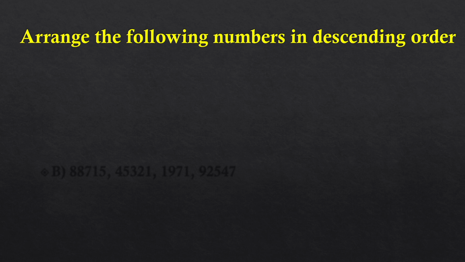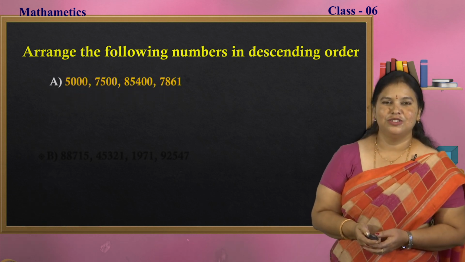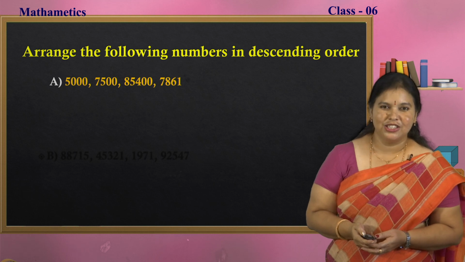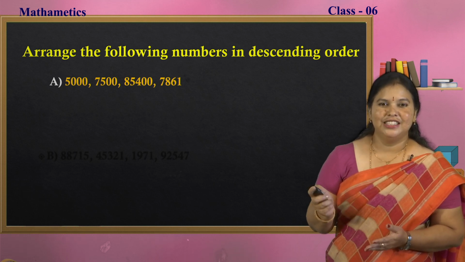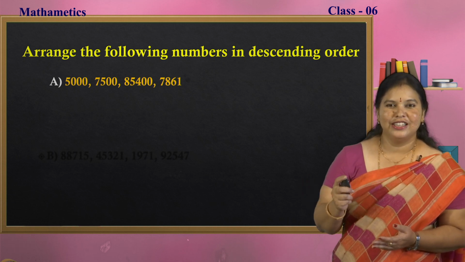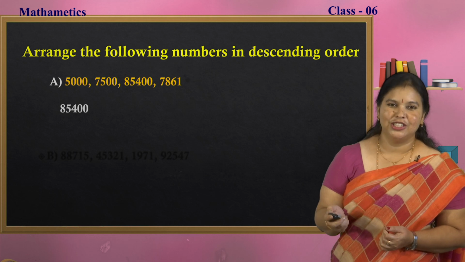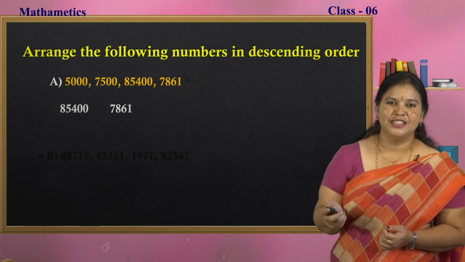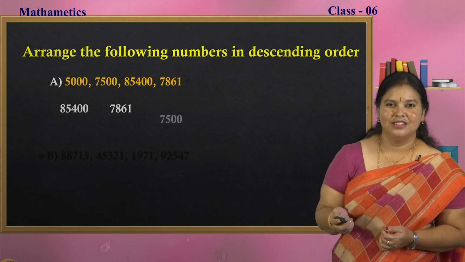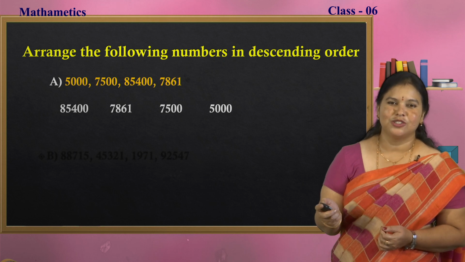Arrange the following numbers in descending order. Let us practice some numbers in descending order. Here I have given 4 set of numbers, that is 5,000, 7,500, 85,400 and 7,861. You have to arrange these numbers in descending order. So, we will put the greatest number first, that is 85,400 and 7,861, 7,500 and 5,000, because it is smallest number.